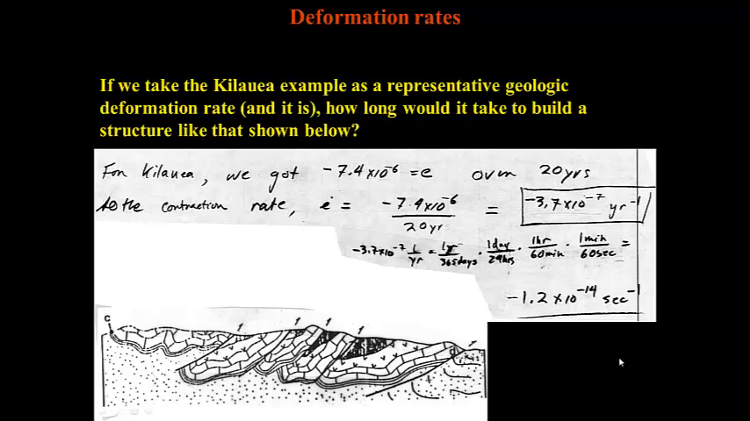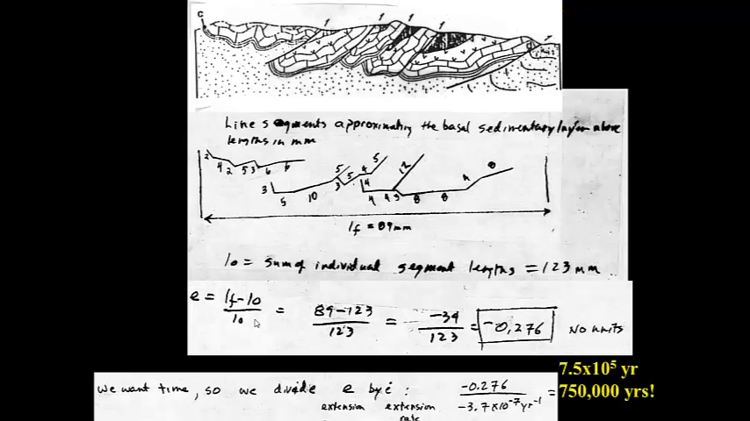So these are deformation rates that are measured over a short time scale. But if we assume that they're steady over geologic time scales, then how long does it take to build some piece of a mountain belt like what we've studied here and is shown below? All we have to do is go back to our calculated elongation, which was minus 0.276. Just think of the order of magnitude. It's already 5 to 6 orders of magnitude larger than that contraction we saw over the 20 years.